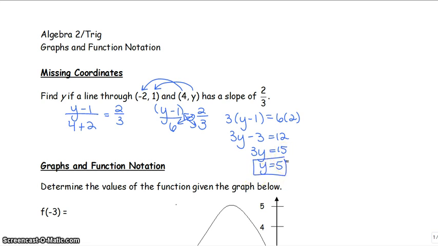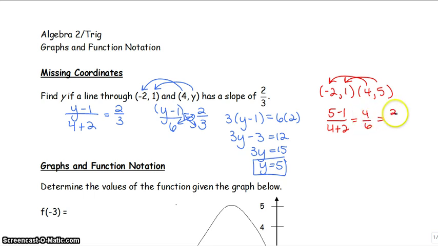So what we just found is if I were to take the 2 points, (-2, 1) and (4, 5), and find the slope, 5 minus 1 is 4, over 4 minus -2, which is 4 plus 2, we would have gotten 4 over 6, which would have reduced down to the 2/3, which was the slope that we were given. So again, all we were doing was trying to find that one missing coordinate that would satisfy that slope of 2/3.